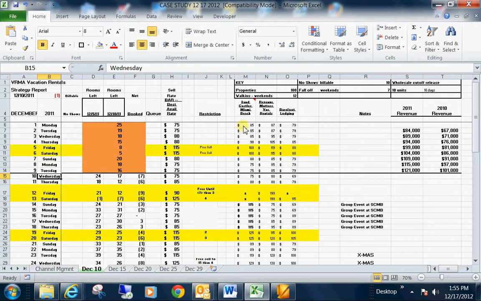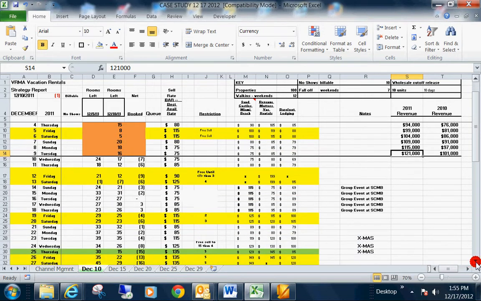Here is your competitive set. Usually I have 5 hotels here, and you can see what they're selling at in the market. These are updated every day. And here it would be the revenue. This would be the score that each revenue manager would get, and this is how they would compete.